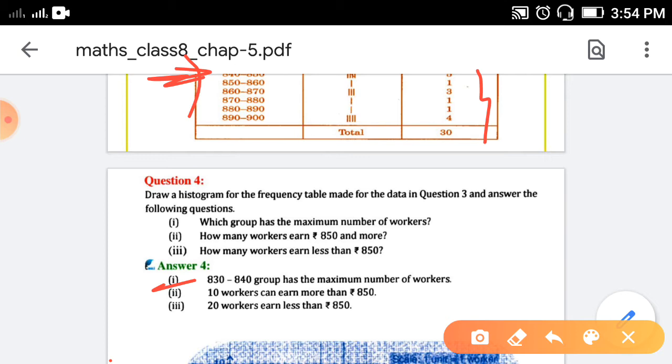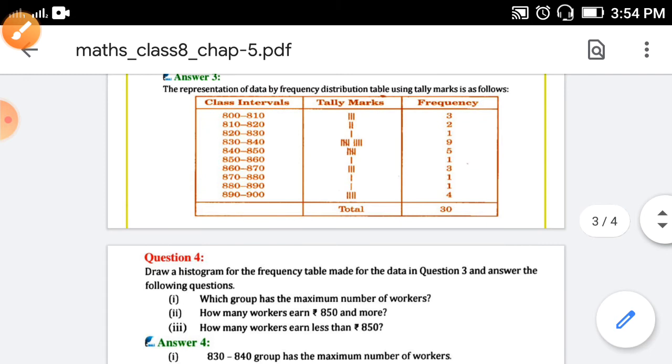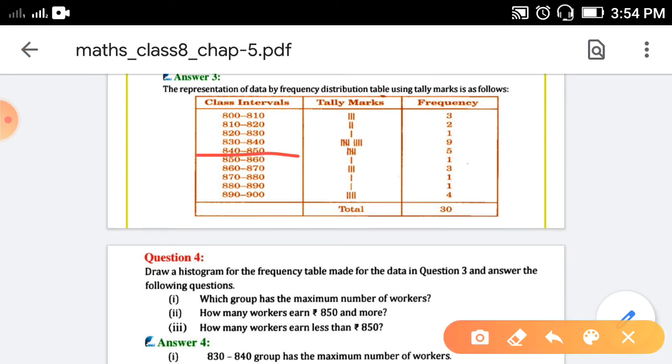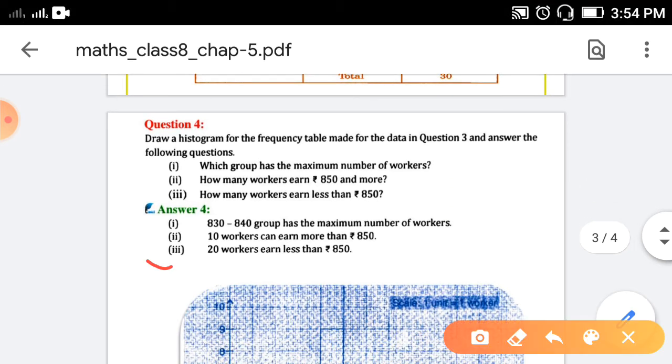Third one, how many workers earn less than 850? It means below 850 you have to count all the workers. Count this one, that will be 20 workers. Okay.